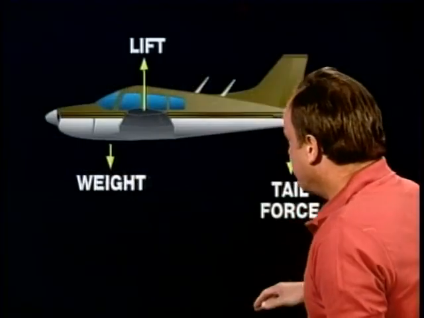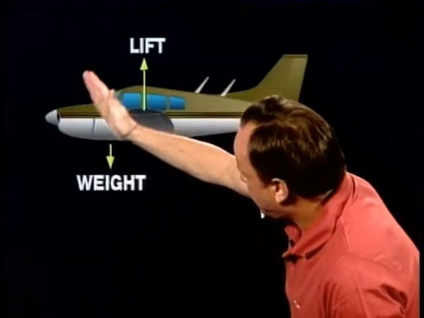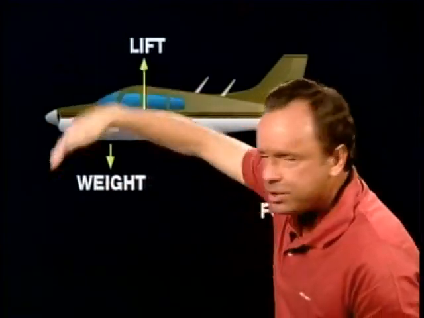Now, when we're talking about stability of an airplane on the FAA written exam, we're normally talking about longitudinal stability. Now, longitudinal stability means pitch stability. Does the airplane tend to pitch up or down and get out of control, pitching up and down?